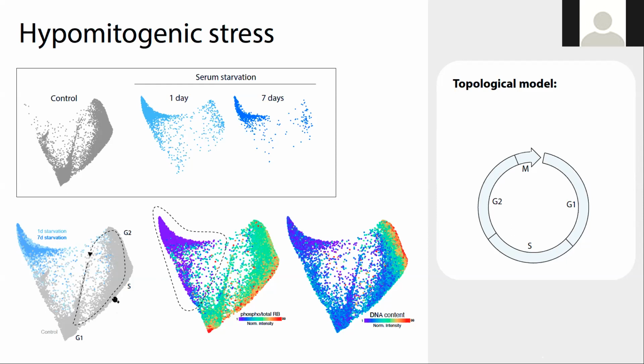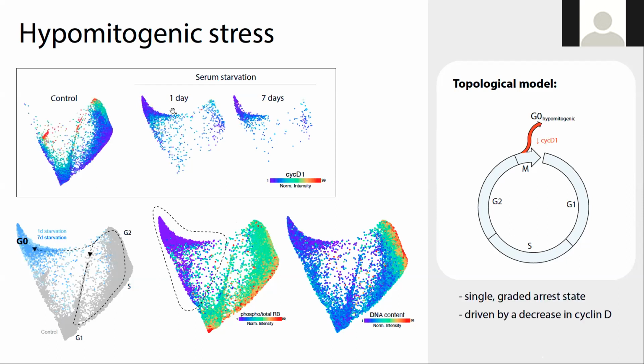Now, furthermore, this exit from cell cycle following serum starvation is driven by a decrease in cyclin D expression in G2 relative to control cells, which is consistent with the fact that one of the main ways that mitogenic signaling drives cell cycle progression is by inducing cyclin D expression.